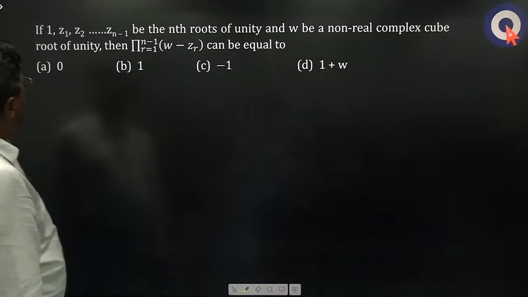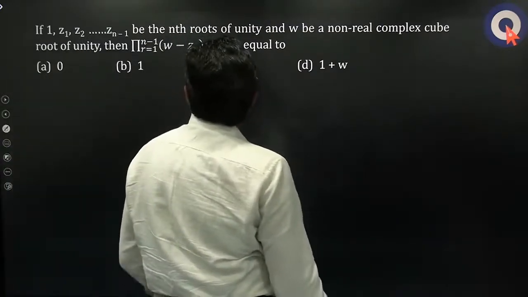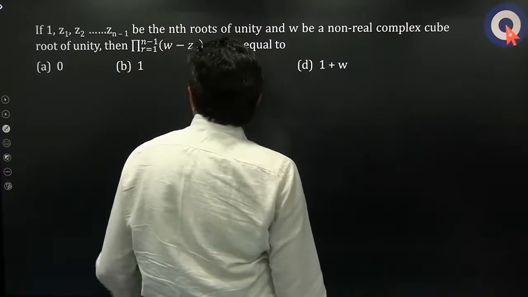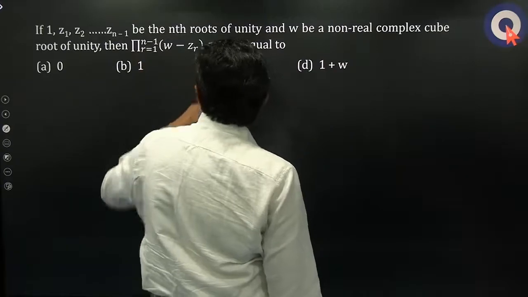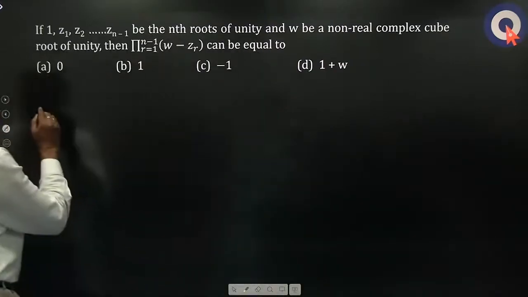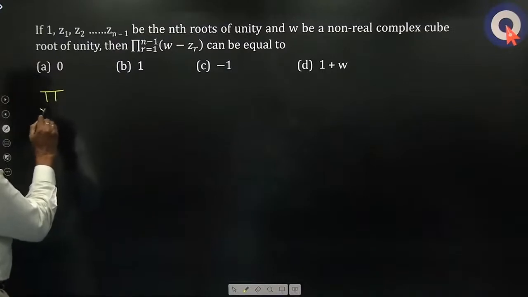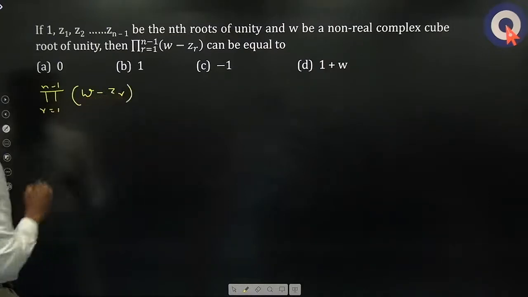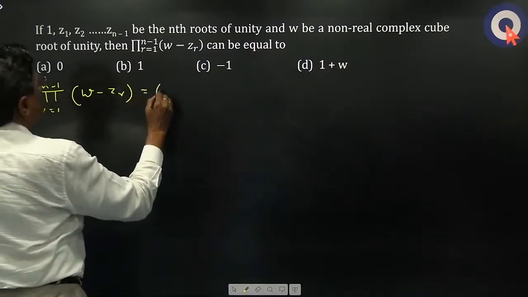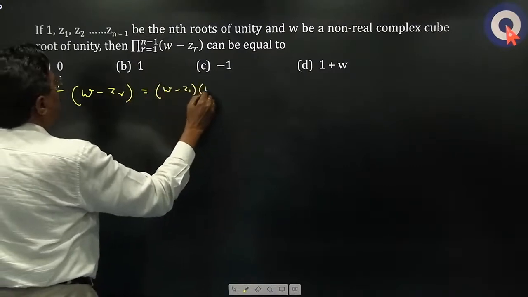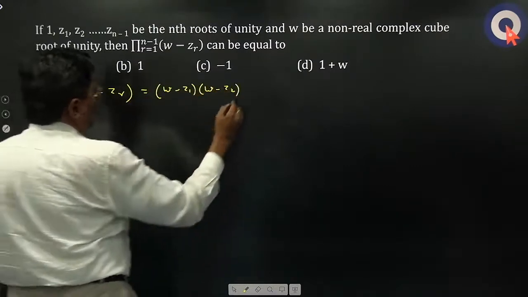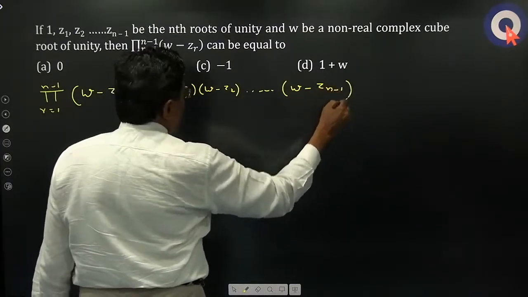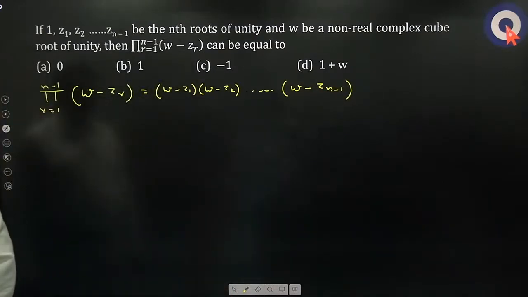If 1, z1, z2, etc., zn minus 1 are the nth roots of unity and omega is a non-real complex cube root of unity, then consider the continued product of omega minus zr, r equal to 1 to n minus 1. So this is omega minus Z1 into omega minus Z2, and so on, up to omega minus Zn minus 1, right? So this continued product is what is required for us.